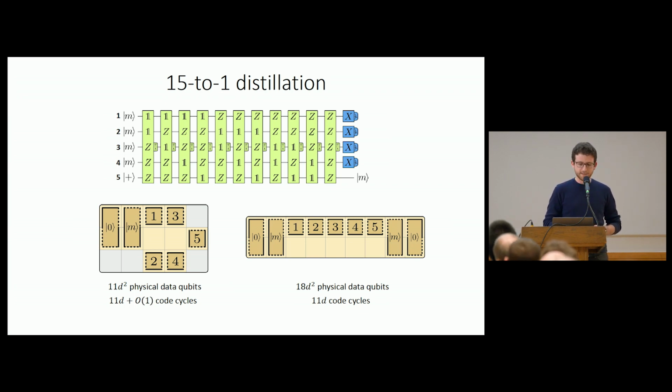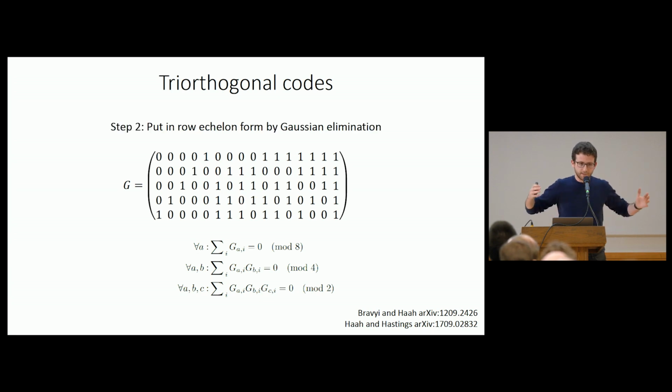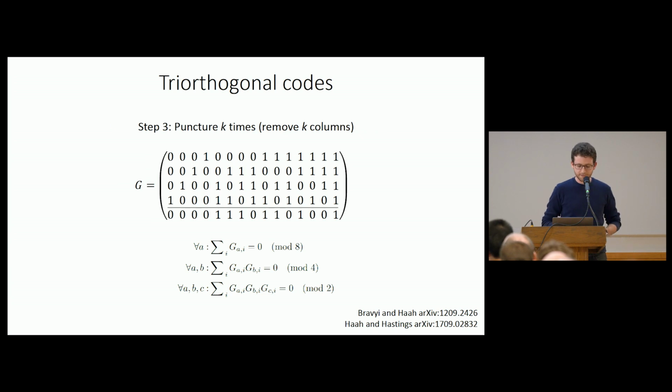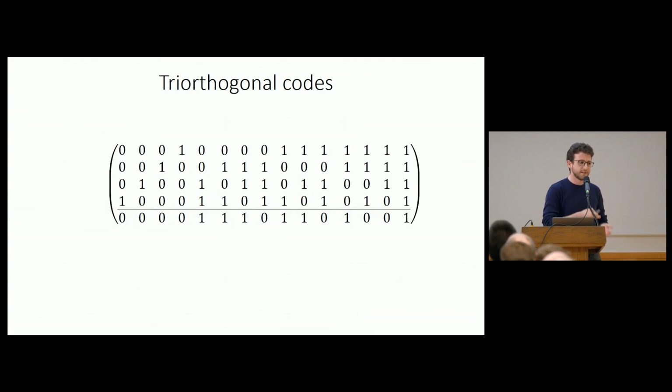Now a few things for the magic state distillation enthusiasts among you. These distillation circuits are extremely easy to obtain if you're familiar with the triorthogonal matrix approach by Bravyi and Haah, where you take this triorthogonal matrix that fulfills these conditions, you put it in row echelon form by Gaussian elimination, you remove a bunch of columns, and you obtain this matrix that describes a code with a transversal T-gate, where each column of the matrix describes a physical qubit, and each row is either an X stabilizer or an X logical operator.